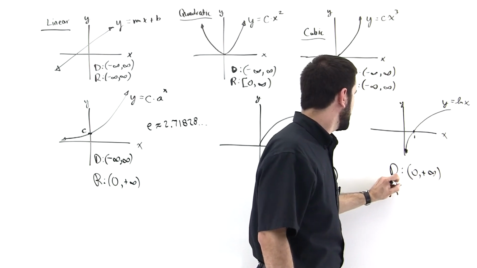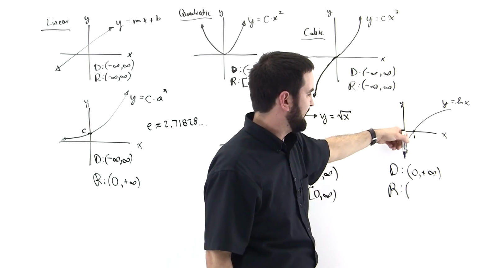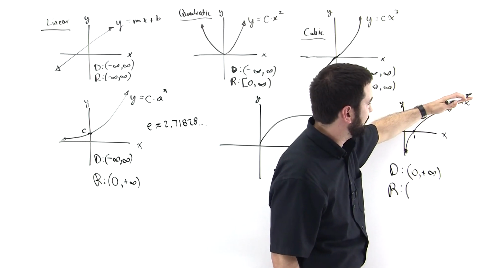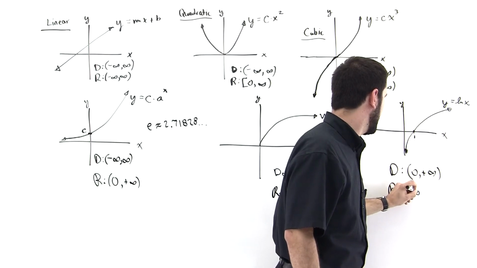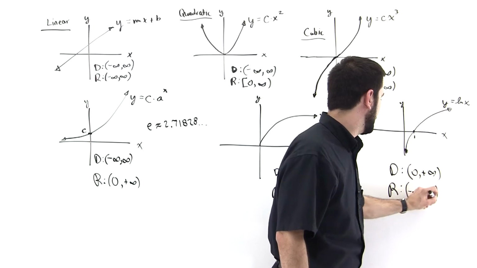And the range, what do you think the range is? Look, this guy goes all the way down that way, and it just keeps climbing in this direction. It's got a little bit of a slope all the time. So this is from negative infinity to positive infinity. The range, yeah, that's right.